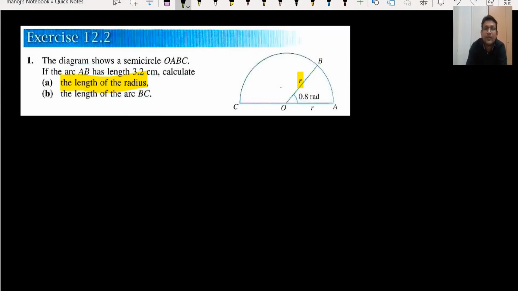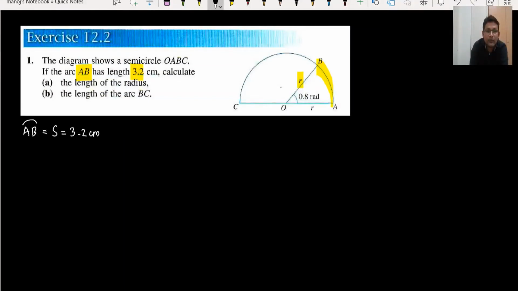Okay, let's see. AB has the length of 3.2. So AB 3.2 means this is 3.2. The arc length from A to B is 3.2 centimeters. You can write it like this, AB, and you can write this as the arc.